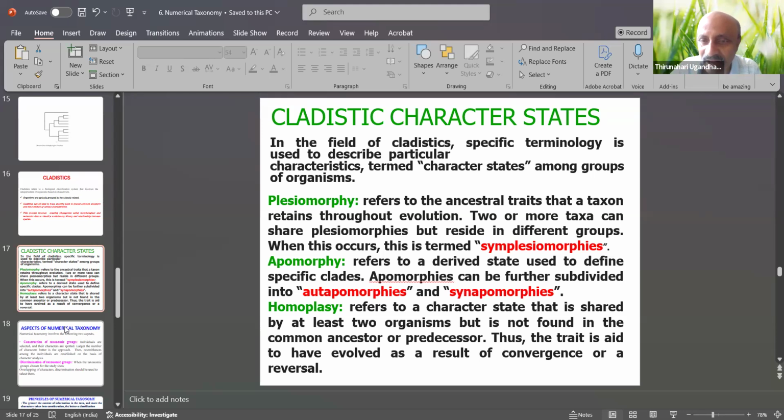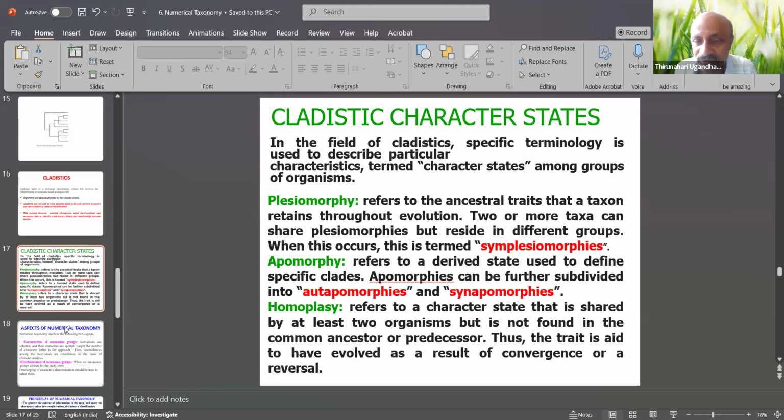Plesiomorphy refers to the ancestral traits that a taxon retains throughout evolution. Two or more taxa can share them. So plesiomorphies residing in different groups, when they occur, are termed symplesiomorphy.